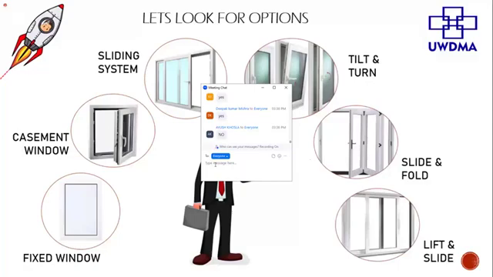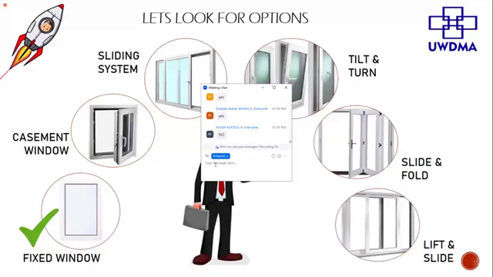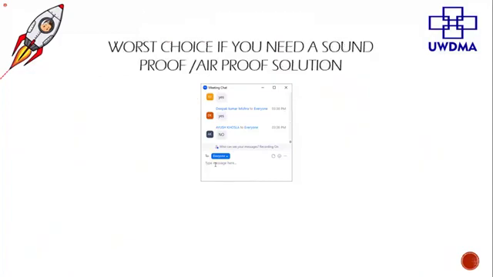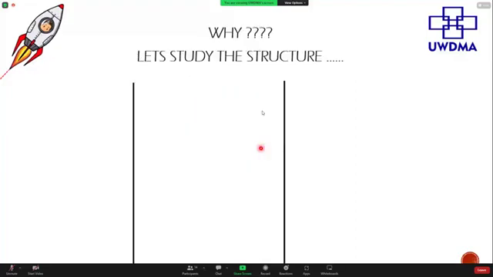Okay, so now let's see what the ideal solutions are if we are going for soundproof and dustproof solutions. Fixed windows, a big yes. Casement windows, of course. Sliding system, a big no. Tilt and turn, yes. Slide and fold, yes. Lift and slide, yes. Lift and slide is a different profile from the normal sliding system, so it does give you a soundproof and dustproof solution. And all of us know the worst choice for a soundproof and dustproof solution is the sliding system.